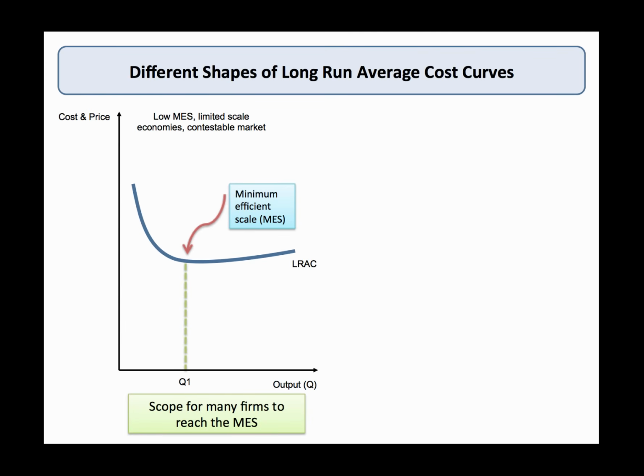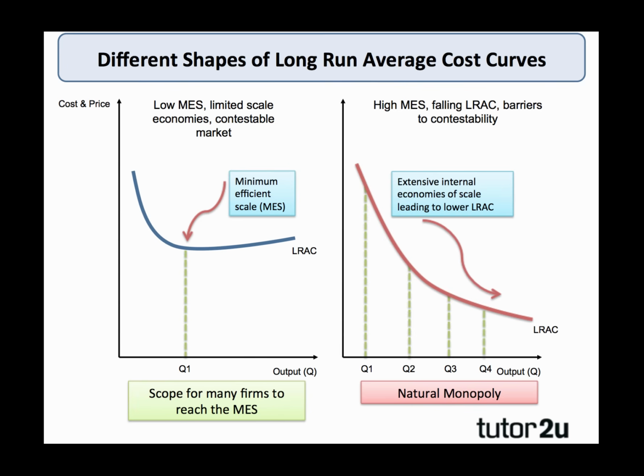Contrast that situation with this situation here, where the long run average cost curve continuously falls over a very large range of output. Now, this is typically associated with a market structure known as natural monopoly. There will be extensive internal economies of scale available to existing established firms. Firms operating at Q4, for example, can operate on a much lower unit cost than a firm, perhaps a new entrant, that comes in at output Q1. So again, key point from revision: when economies of scale are substantial and significant, when the minimum efficient scale is high, other things being the same, that makes a market less contestable.